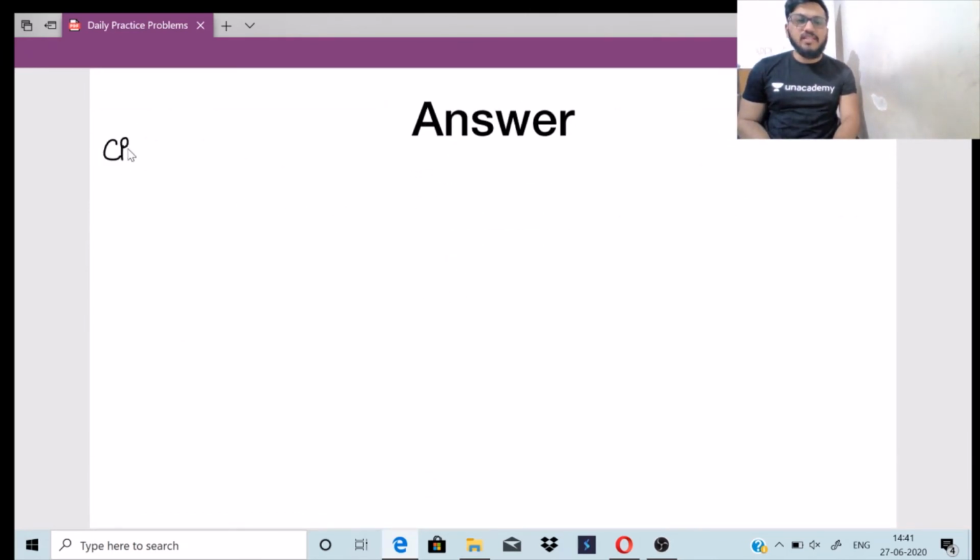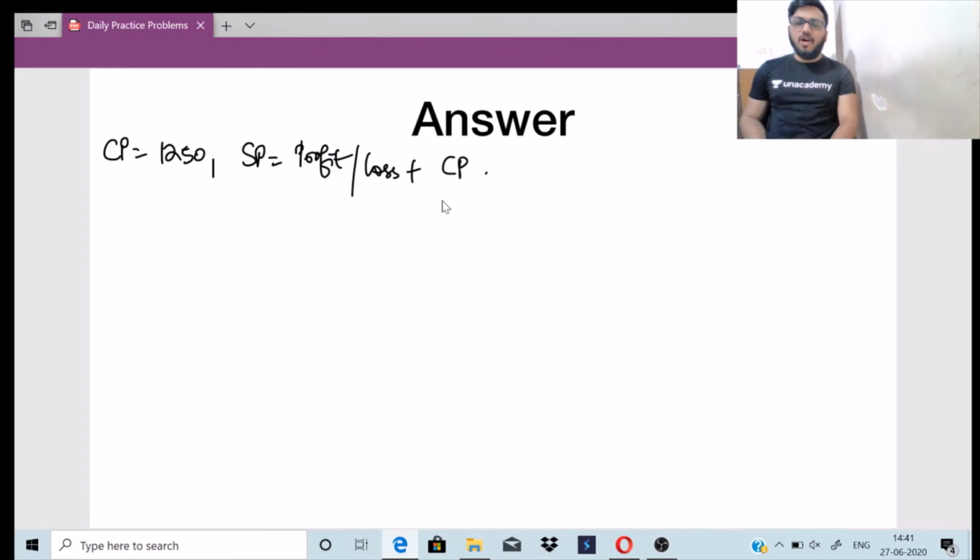So here, what is the CP? The CP is 1250. You know what the selling price is? Selling price is profit or loss plus CP, right? If it is a loss, it will be CP minus loss, and profit will be CP plus profit. Okay, loss means minus and profit will be plus.